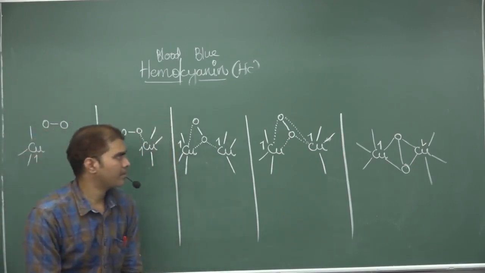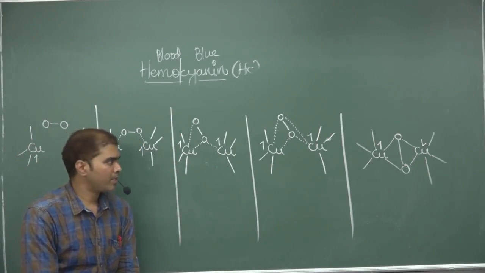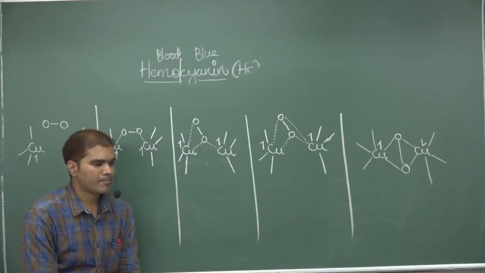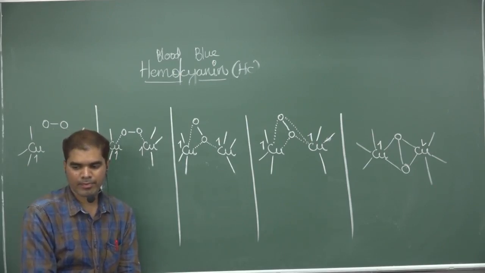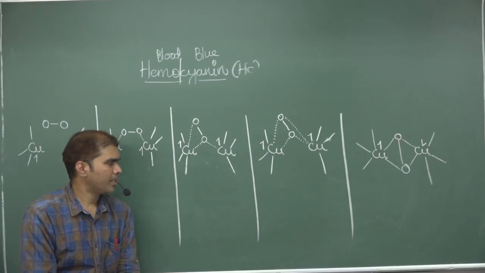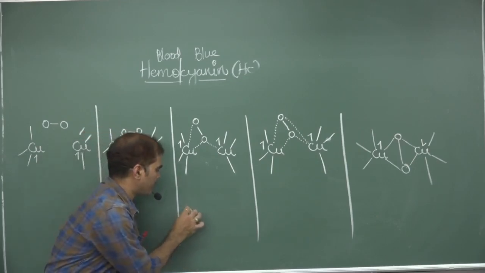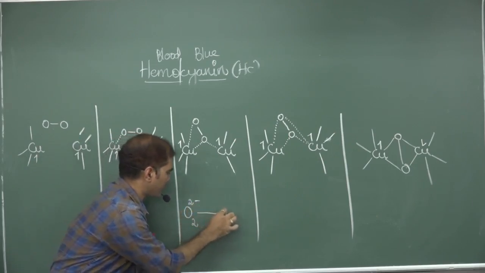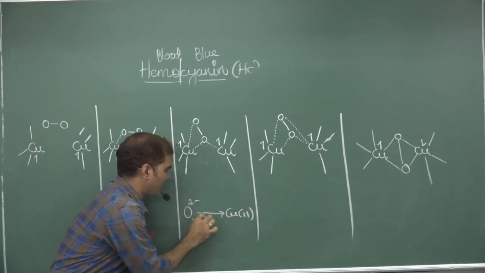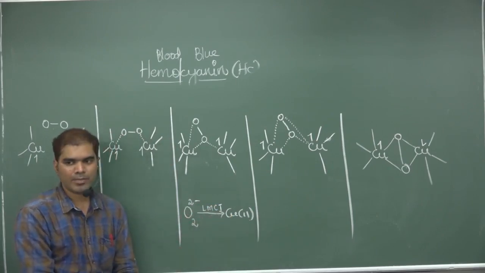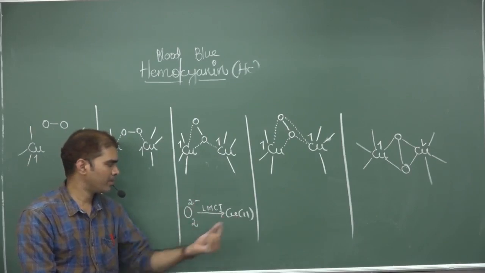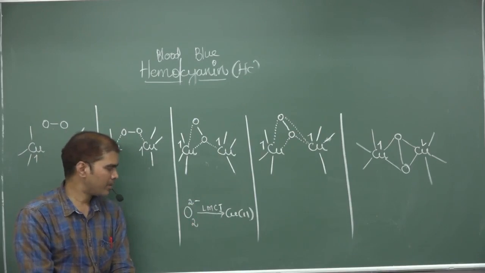The last one, electronic aspect. Oxyhemocyanin is blue colored. The color is due to LMCT. You can just write this. LMCT from O2 2 minus, peroxo, into copper 2.